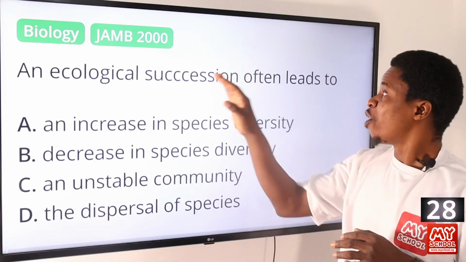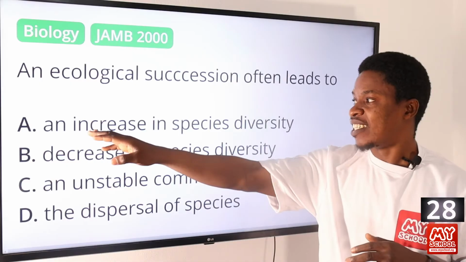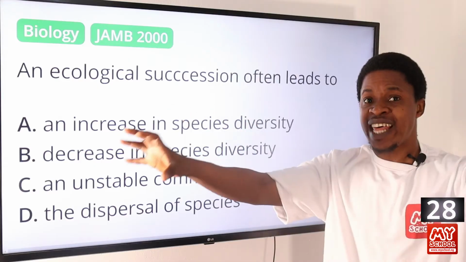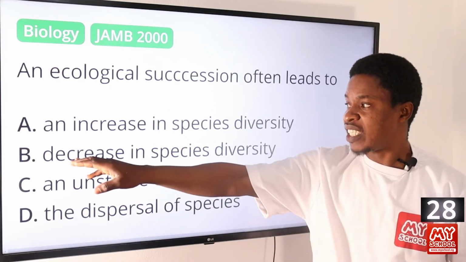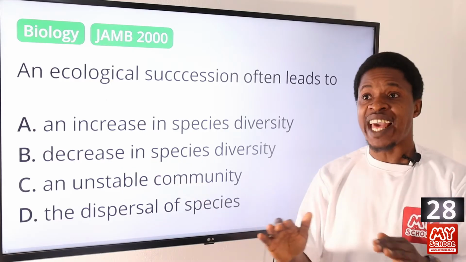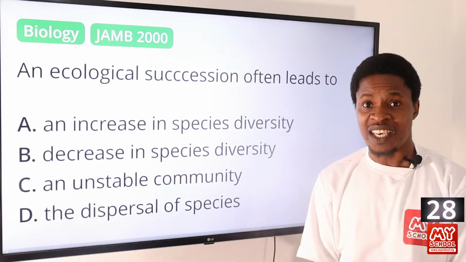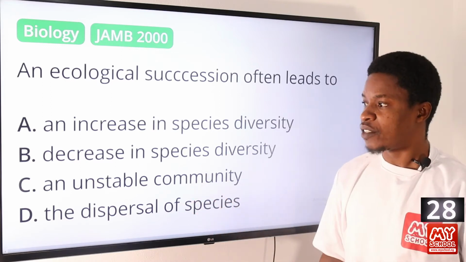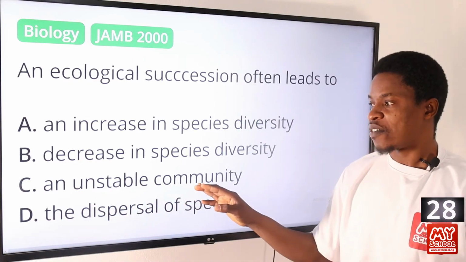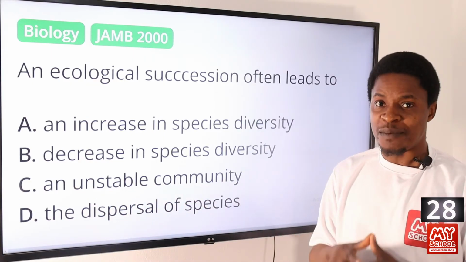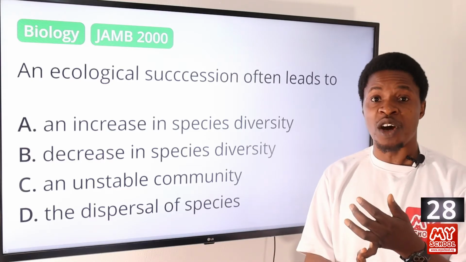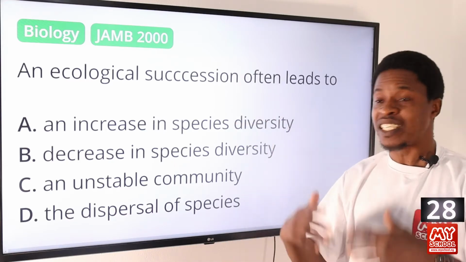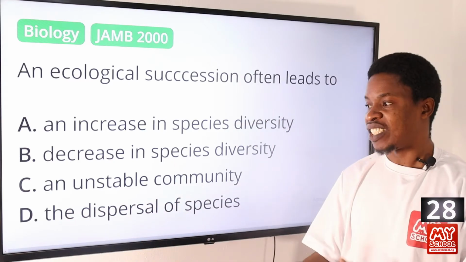So ecological succession often leads to what? An increase in species diversity. Yes, because we have different organisms that will be in that community or in that environment. A decrease in species diversity, there can be a decrease because it's like the community is starting afresh, okay? The environment is starting afresh, so you will see different organisms newly in that particular place, okay? An unstable community, of course, the community will eventually become stable because you will have plants growing up, you will have grasshopper that can feed on the grass, then the food chain can also increase, and the food web, okay? And then the dispersal of species, that will not happen.